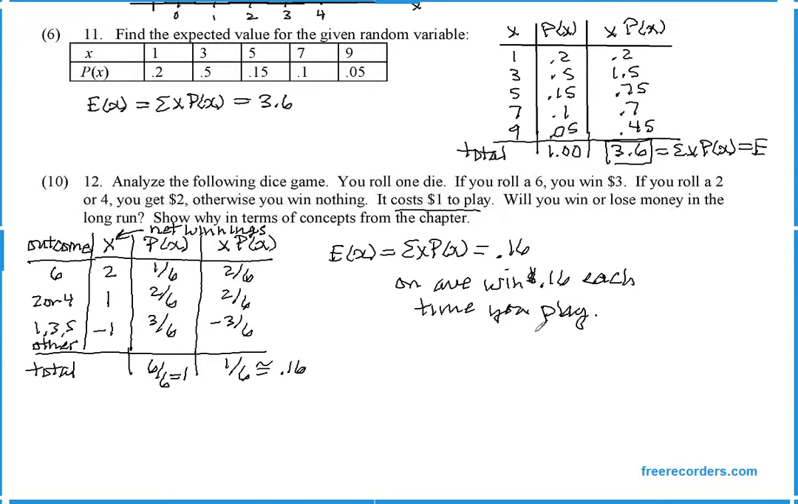So this would be a game that would be worthwhile continuing to play if you were the one playing the game. If you were the one offering the game to someone else, you're going to lose 16 cents approximately each time you play. So for us, we're asking, are you going to win or lose money in the long run? We're going to win. And why is because the expected net winnings is positive. Okay, this is greater than 0, so it's an expected win. If this was less than 0, then we would lose money on average each time we play.